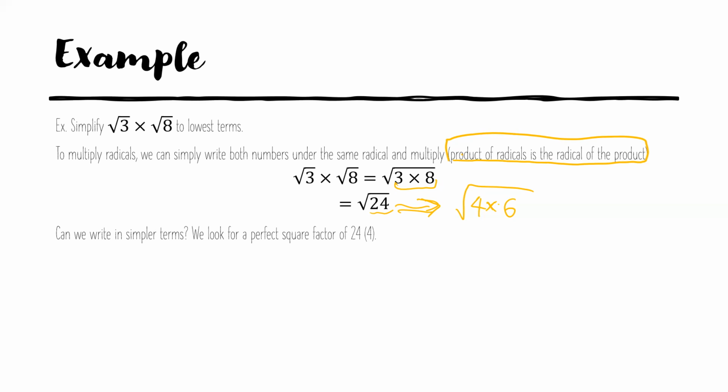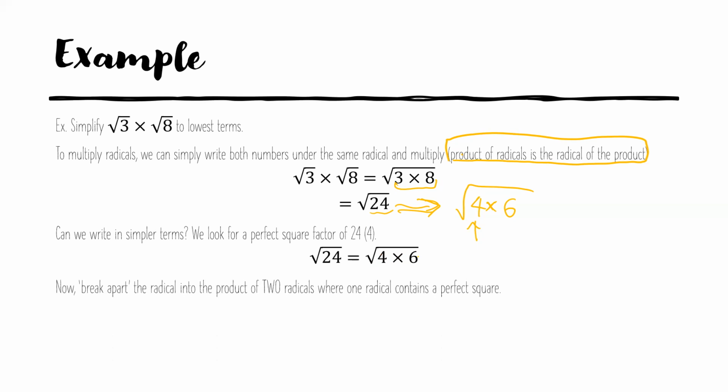So if I rewrite this as 4 times 6, the reason this might be helpful to us is because we end up with the square root of 4 times 6, and notice that 4 is actually a perfect square. So what we're going to do is rewrite it as the square root of 4 times 6, and then break that down a little bit more, so that one of the radicals contains a perfect square.